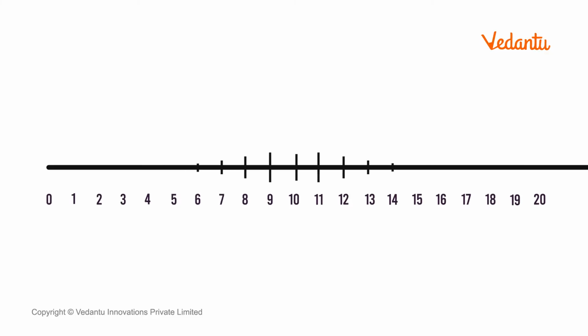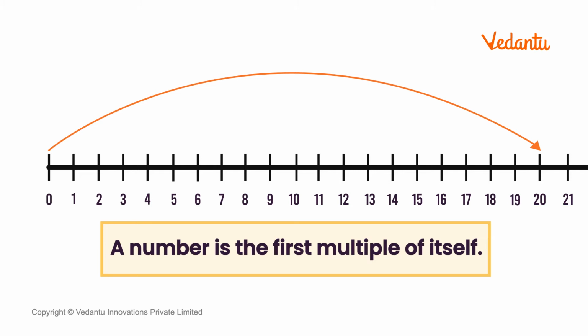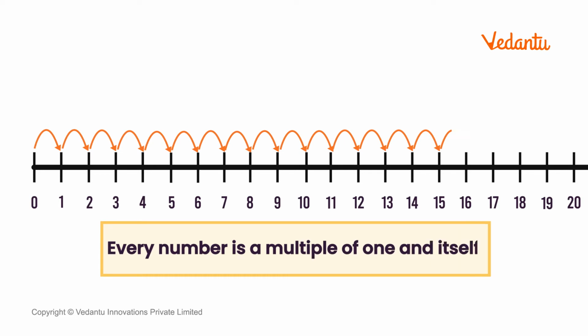If we want to find the multiples of a number on the number line, say 20, we start from 0 and first jump will always land on the number itself. So a number is the first multiple of itself. If the jumps are of 1 unit each, we see that every number is counted. So we can also say that every number is a multiple of 1 and itself.